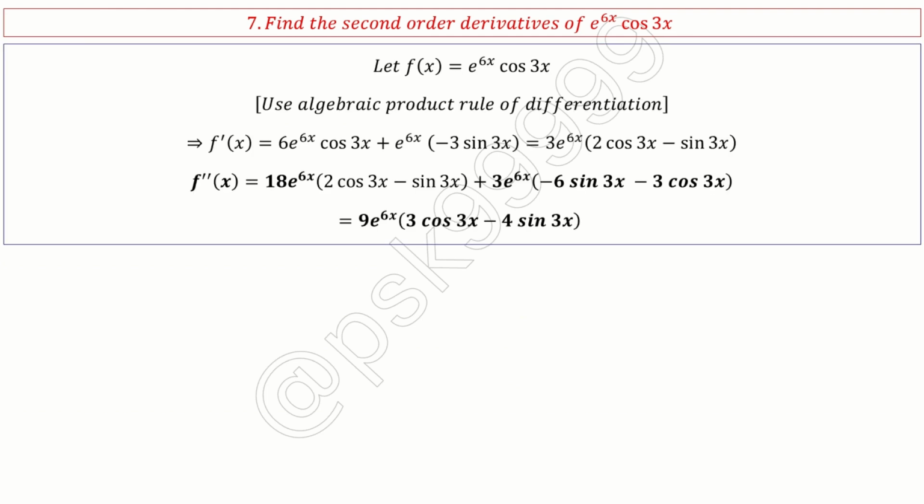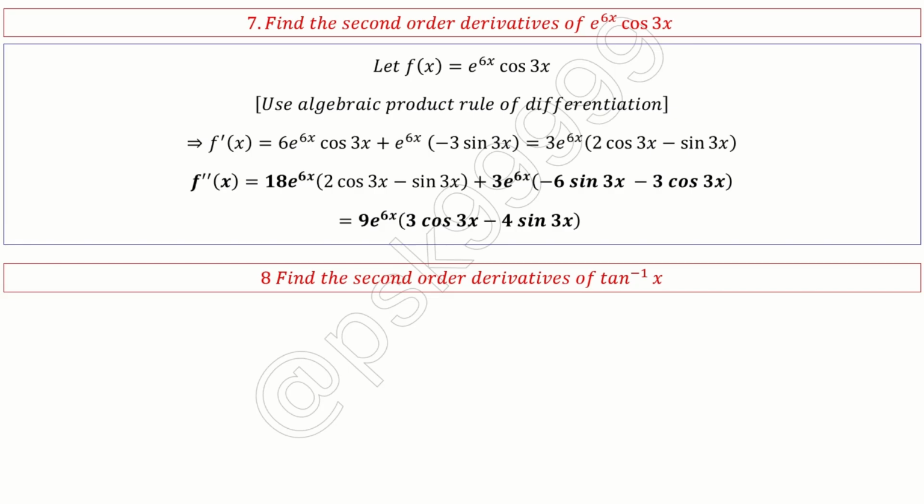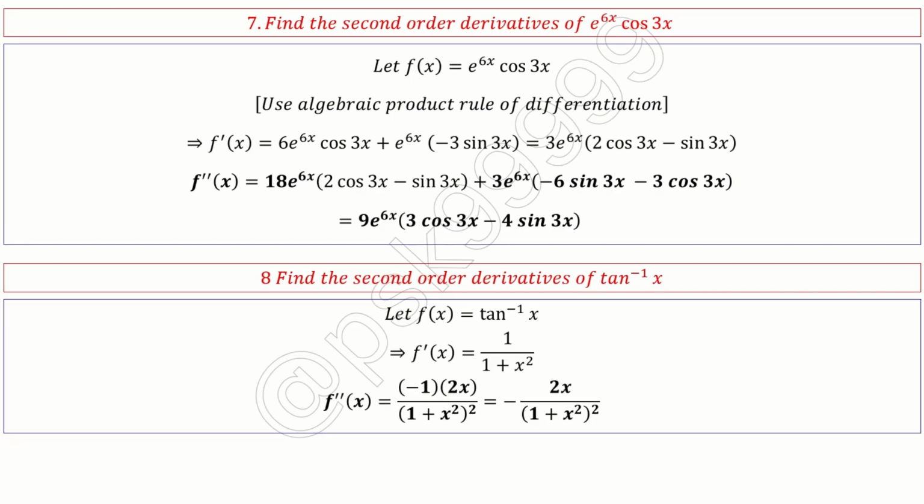Next, same way you will do it. You can just do it yourself and cross check the answer. I am skipping most of this because it is just differentiation. You have already done many differentiations. This is the same way; you will do it 2 times, that's all. Okay, tan inverse of x: f dash x is nothing but 1 by 1 plus x square, then you will differentiate 1 by 1 plus x square again. So you will get f double dash x is nothing but minus 2x by 1 plus x square whole square.